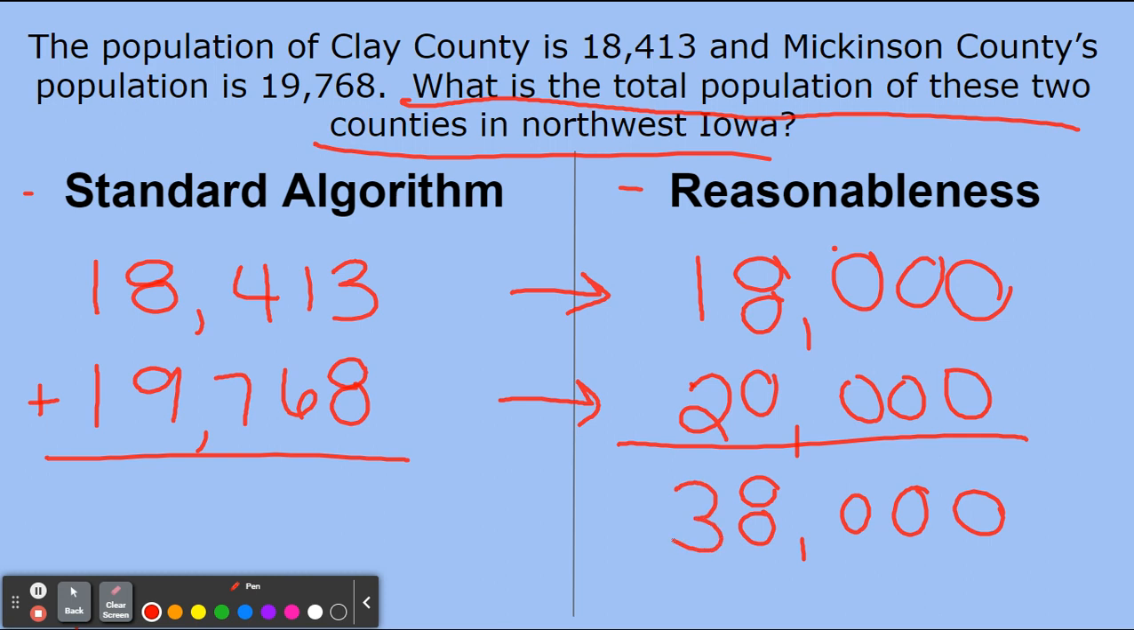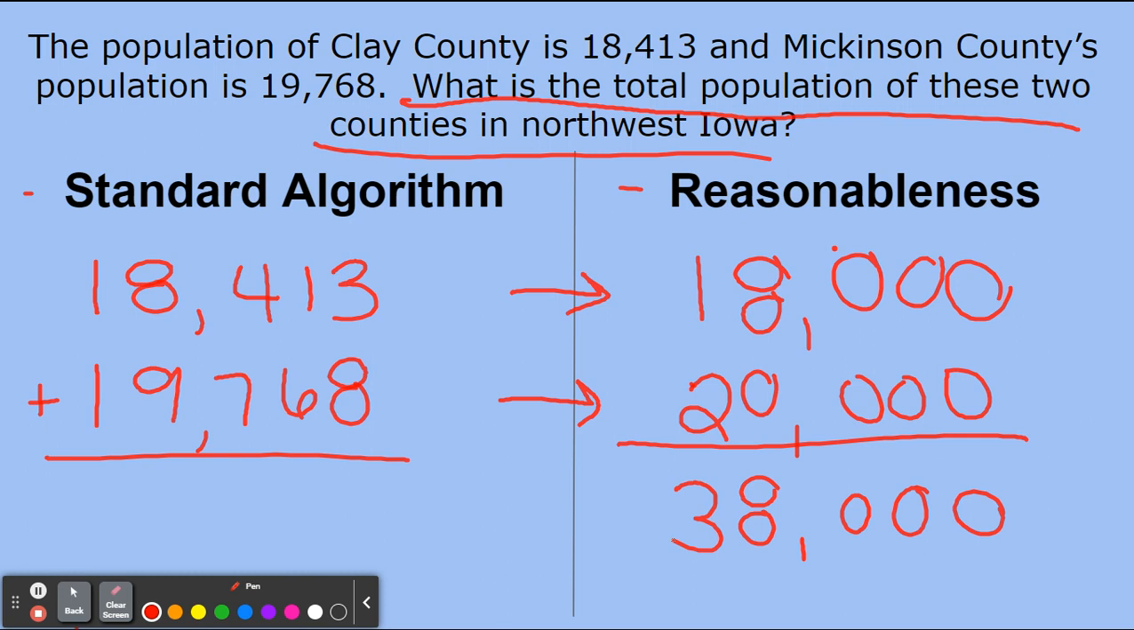Now I can come over here and my answer, they're not going to match because I've changed them, but they should be close. I shouldn't get something that's completely hundreds of thousands more or less. If so, I know I did something wrong. So we're going to add our ones column, then we're going to go to the tens, and we're going to start on the right and go all the way down to the left.